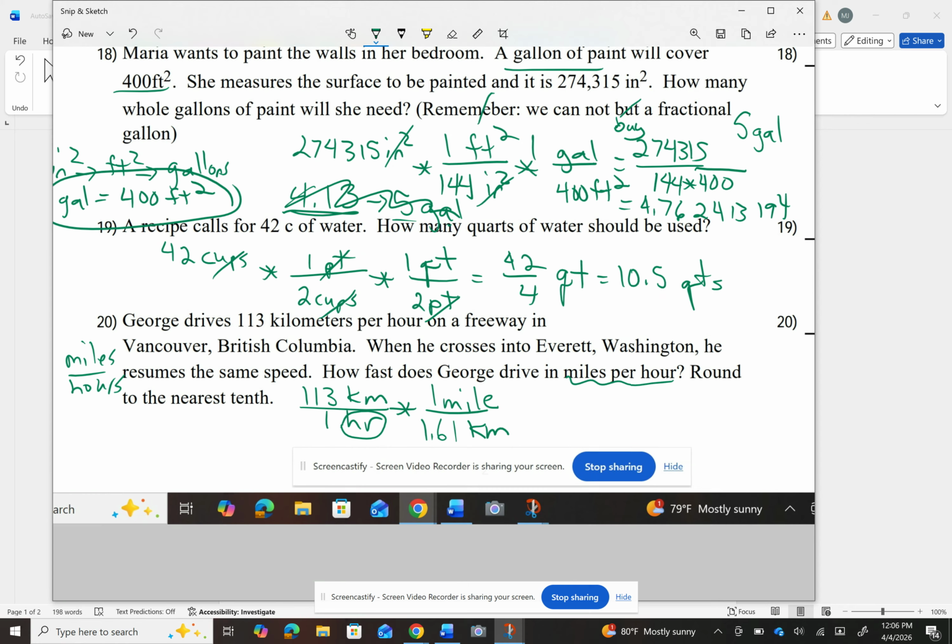So that tells me that I need to divide. Then I'll have the goal unit I want on top. And all I got to do is take the 113 divided by 1.61, and that will turn out to be, nearest tenth, it said, about 70.2 miles per hour. Sometimes we abbreviate that MPH, or you could think miles per hour that way.